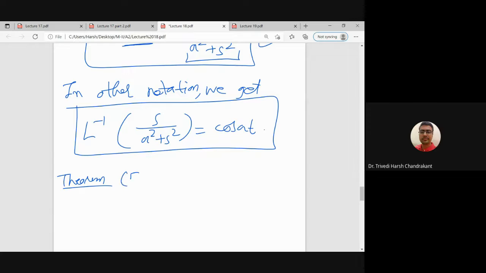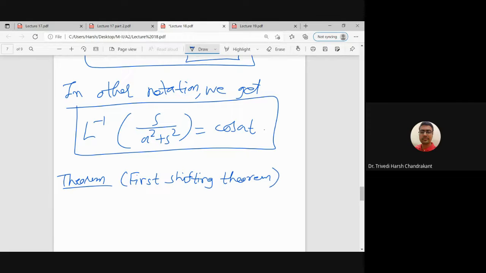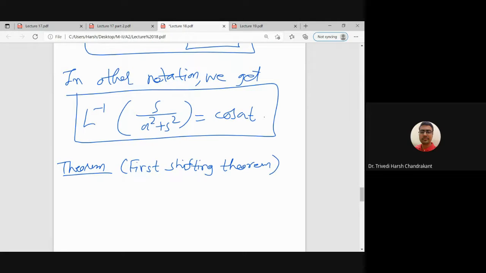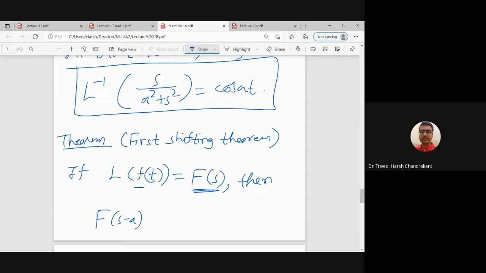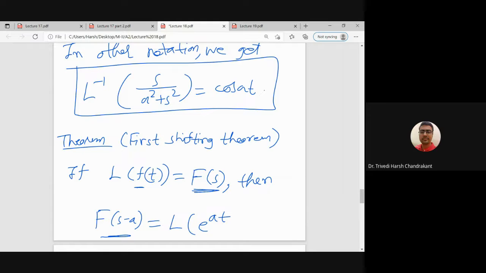The first result is known as the first shifting theorem, in which we shift the s variable. What this says is that if we find the Laplace transform of a function of t, it is a function of s, and we denote that function by capital F(s) corresponding to small f(t). Whenever we have the Laplace transform of a given function f, and in that function we substitute s minus a, then this function is the Laplace transform of e to the power at times the original function, right?